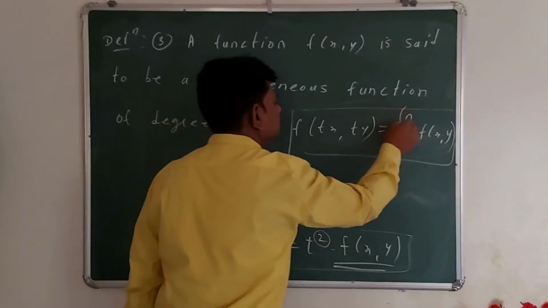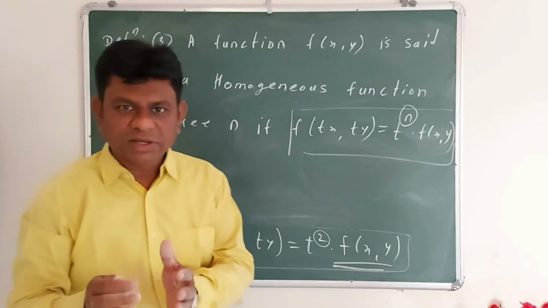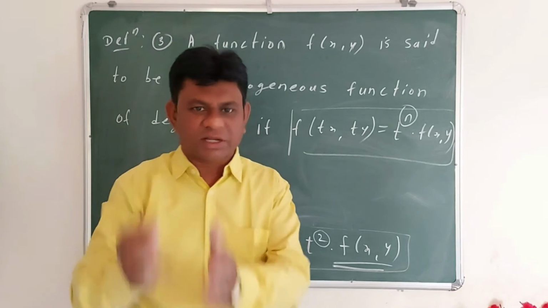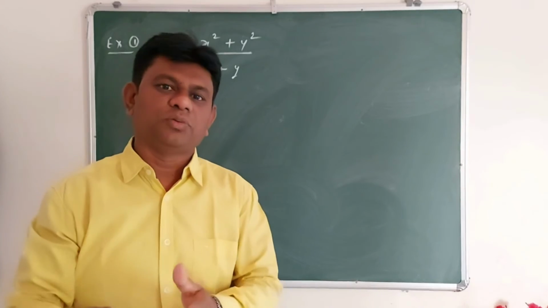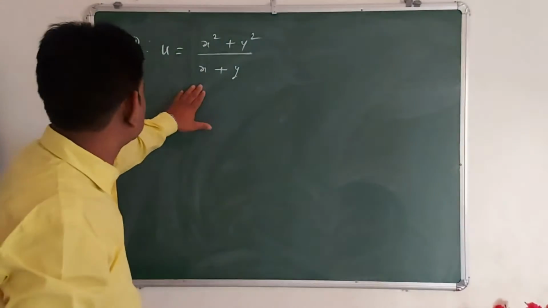Now here this n is positive, negative, 0 or fraction also. Now we will check some examples whether it is homogeneous or not. This is the first example.